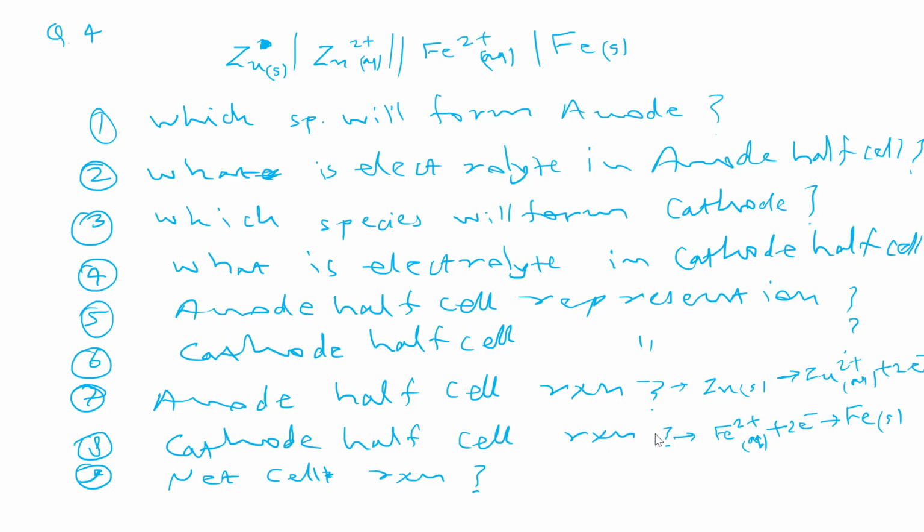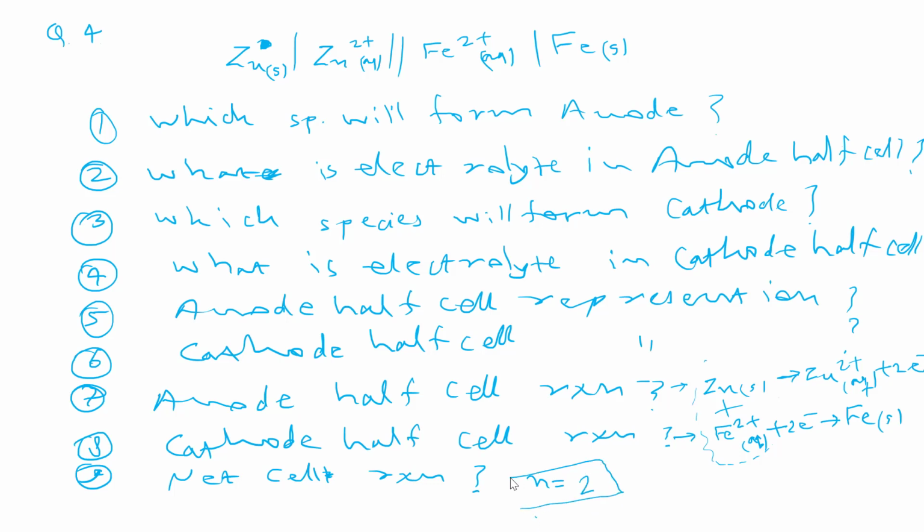You can get the net cell reaction by addition of these two half cell reactions, and in addition of reactions, you have to add the left hand side with left hand side and right hand side with right hand side. Now in the net cell reaction, you are to find the number of electrons in the balanced net cell reaction. We represent the number of electrons with the help of n. So what is the value of n for this reaction? That will be 2.